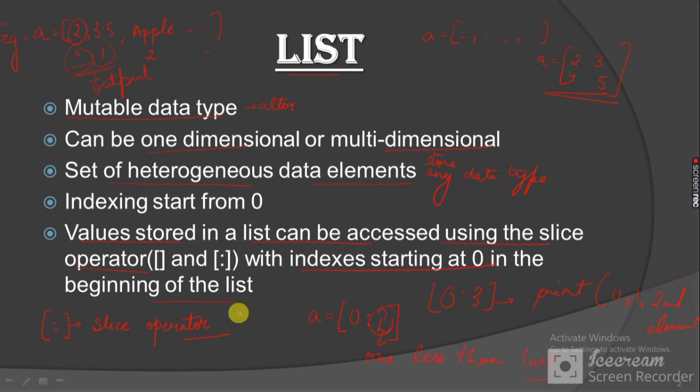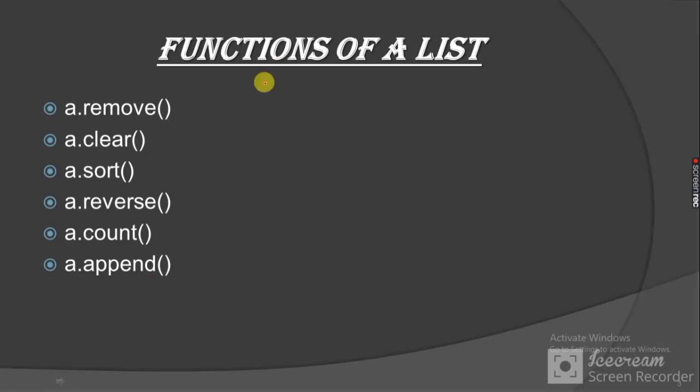Then functions of a list. We have some inbuilt functions in a list. We can use these functions in our programs that make our program very easy. So the first function is a dot remove with brackets. If I write 3 in this bracket and a list is 2, 3, 9, 93, then again 3. So this is an example of a list. If I want to remove 3, I will write a dot remove 3. I will use this function in my program and it will remove the first occurrence of the element.